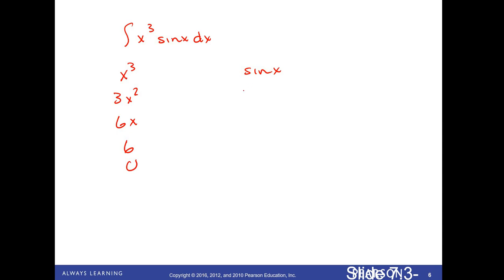This one I'm going to integrate. The integral of sine x is negative cos x. The integral of negative cos x, negative sine x. The integral of negative sine x, cos x, and one more time to get down to my 0, another sine x. So these are integrating, and these are my derivate.